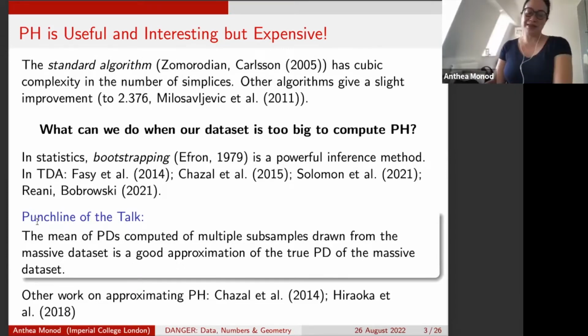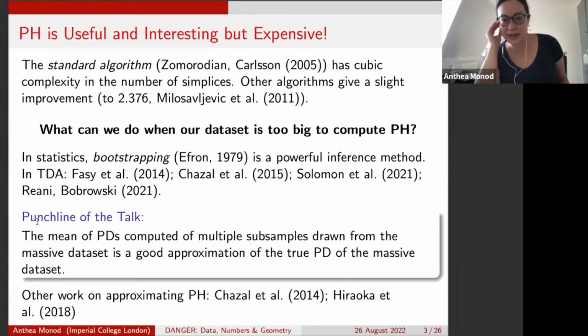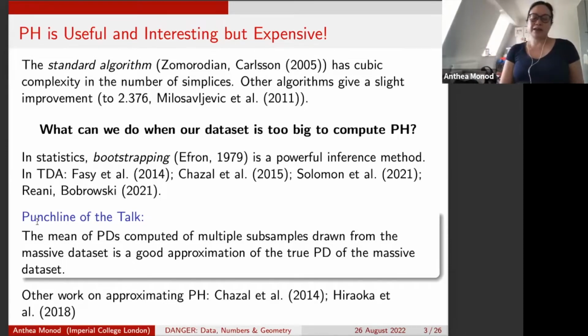It's useful, it's interesting, but it's very expensive to compute. The standard algorithm, which was originally proposed by Zomorodian and Carlsson to compute persistent homology, has cubic complexity in the number of simplices. So this is quite expensive. There have been lots of developments and work since then, including recent work, which look for algorithms to get something faster, right? So we have a slight improvement. The best complexity value has been reduced from 3 to 2.376 in 2011.